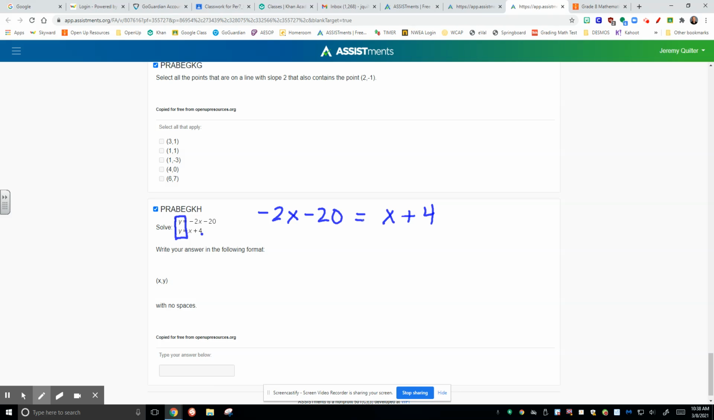Once you solve that, you should be able to substitute back in right there and verify that the y comes out exactly the same. If you can do that, you're going to get it right. Then your answer needs to be your ordered pair x, comma, y, no spaces. Don't forget the parentheses or else it's going to mark you wrong. Any more questions? Let me know.